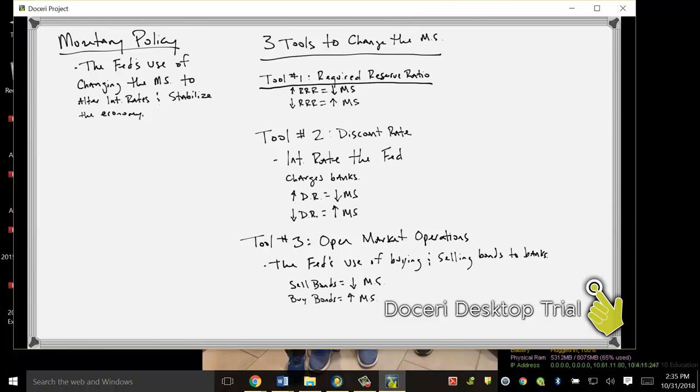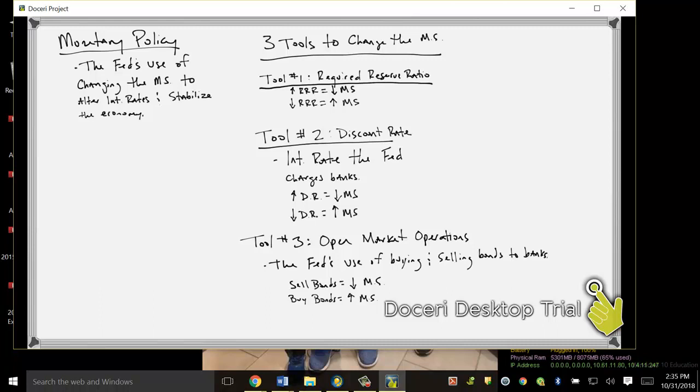Tool number two is what we call the discount rate. And the discount rate is the interest rate that the Federal Reserve is going to charge banks. And the Federal Reserve can raise and lower that to either encourage or discourage banks from going to the Fed and borrowing money. So when we raise the rate, banks don't go there, so they don't have as much available to loan out. When we lower the rate, more banks are going to go to the Federal Reserve, which then allows them to have more available in their excess reserves and then loan more money out, increasing the money supply.